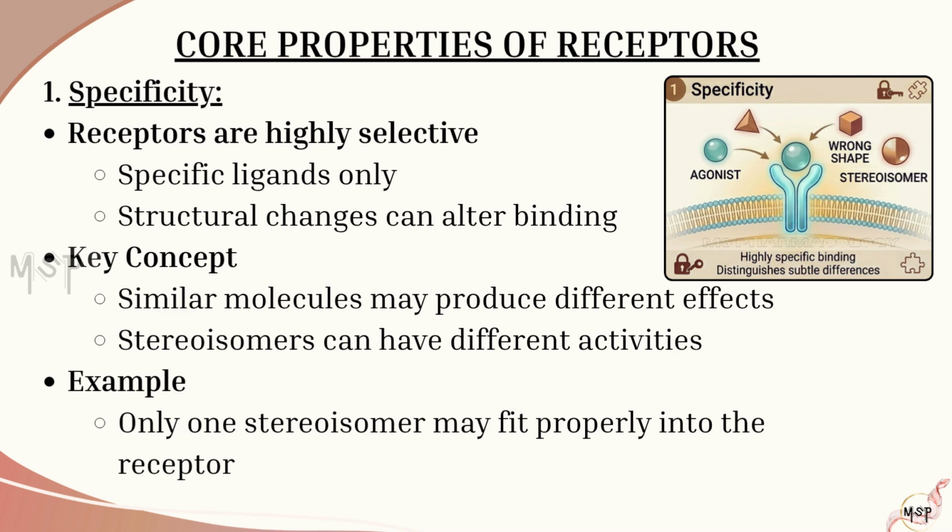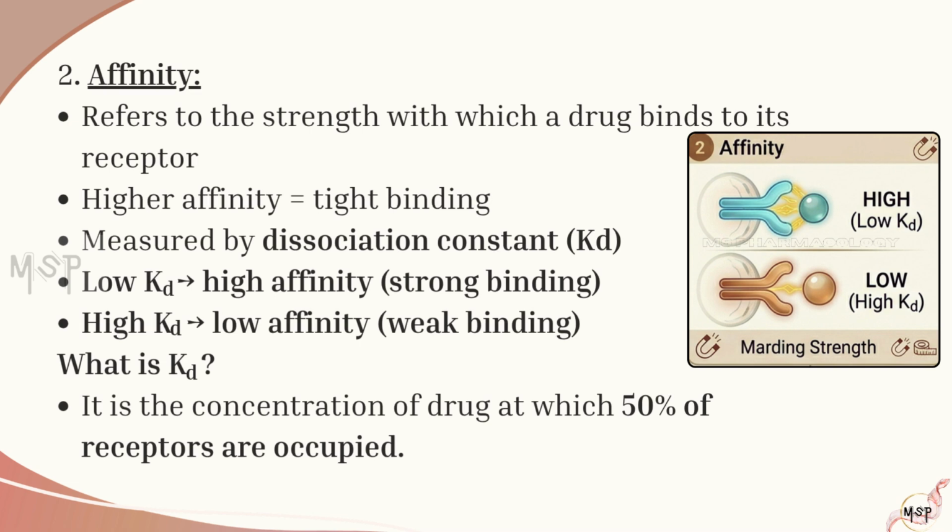First, specificity. Receptors are highly specific for their ligands. This means they can distinguish between molecules with very similar structures, allowing for precise control of physiological responses. For example, even small changes in the structure of a drug or hormone can dramatically alter its ability to bind to the receptor and produce a response. Stereoisomers, which are mirror images of each other, may have very different activities because only one fits the receptor properly.